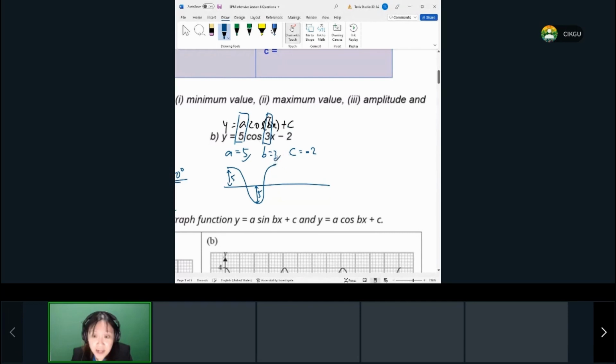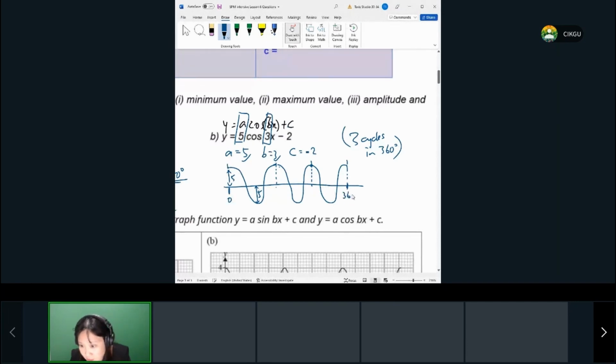B. This 3x, what does this 3 mean? Recall, the value of 3 means you will have 3 cycles in 360 degrees. I already drew 1 cycle, stop here. So I need to fit 3 cycles. You get what I mean. This one should be a repeat of that, that's the second cycle. Then go to the third cycle. So from the beginning here, 0, all the way to 360 degrees, you need to fit in 3 cycles.